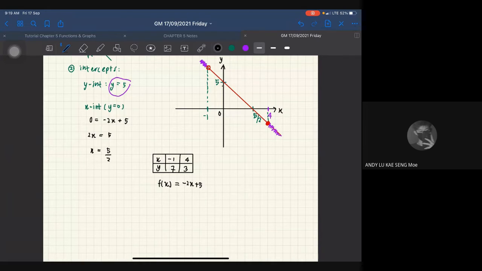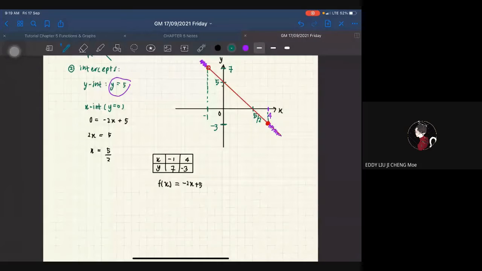Okay, so awak label dekat awak punya graph. Dekat sini adalah 7. This is -3. Oh, it's -3. Yes, betul. Sorry. -3. Okay. So, and then lagi satu, awak label dekat sini. Over here is -3. Okay, so itu adalah graf awak.